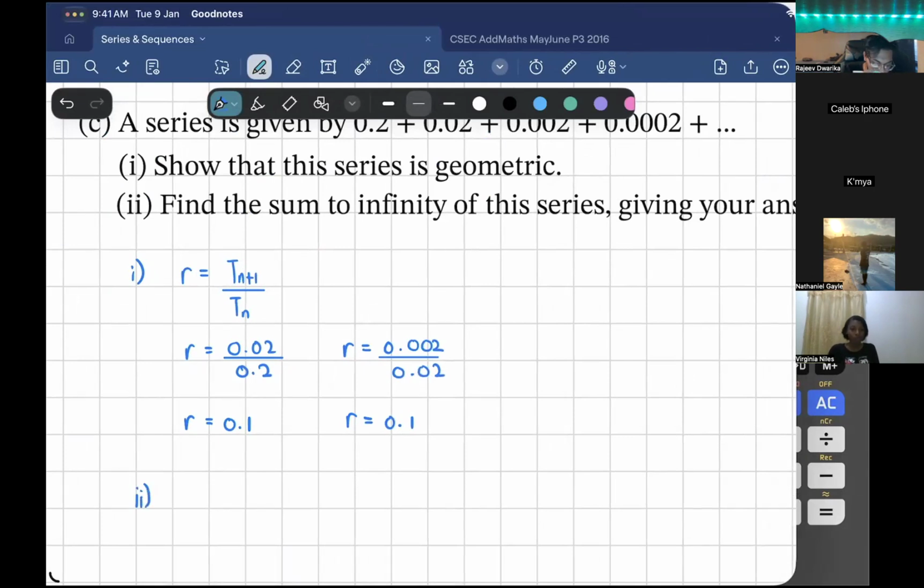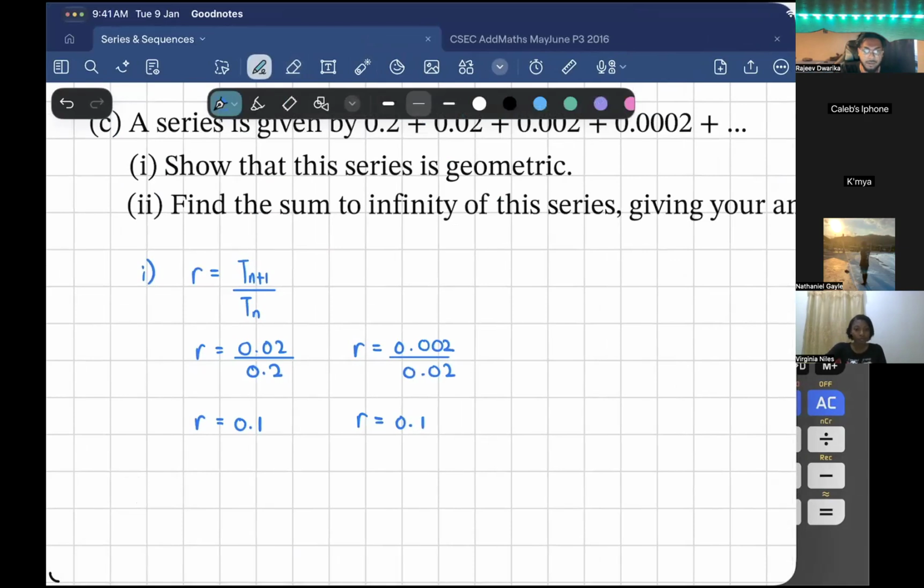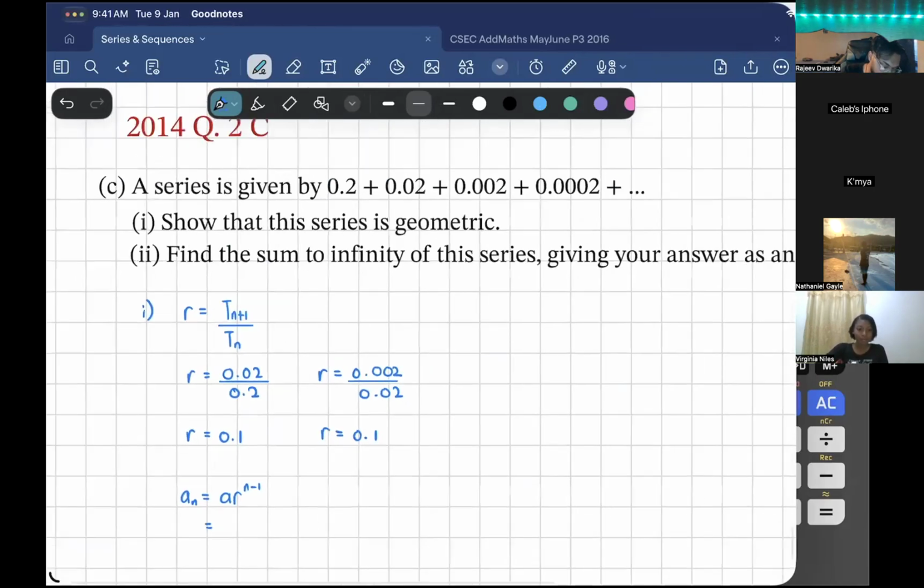Cool. If you want to go a step further, you could also show that the A of n formula works as well, but this is fine. But if you wanted to be extra, sure, you can prove this as well. What's the A of n formula for GP, Virginia? I think it's AR to the power n minus 1. Right? What's the first term?